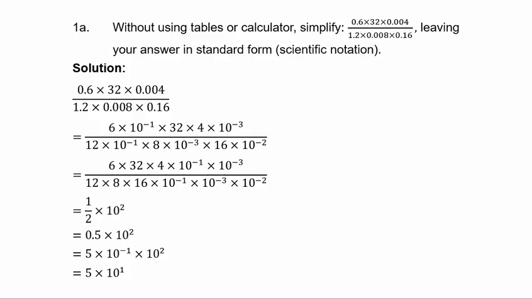Question 1A. Without using tables or calculator, simplify this, leaving your answer in standard form, that is scientific notation. Solution: we have the given problem. In order to show that calculator or tables, none is involved, you have to work it out manually by converting the decimal numbers to whole number.